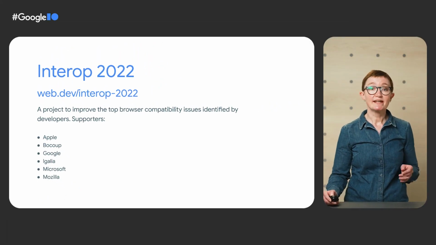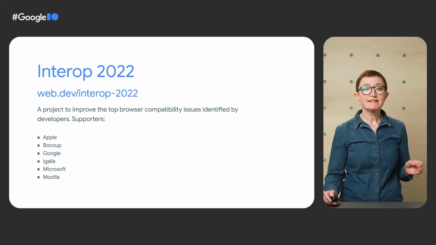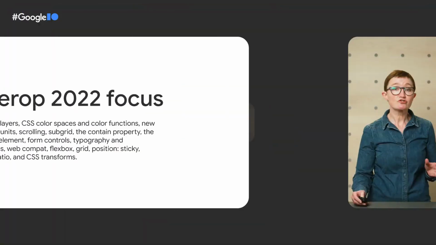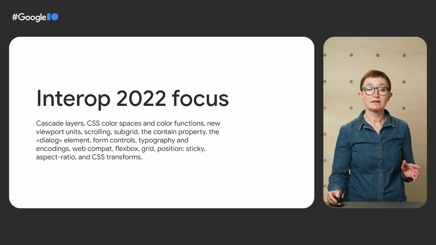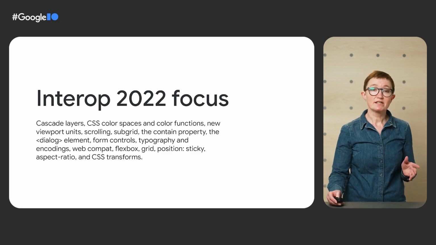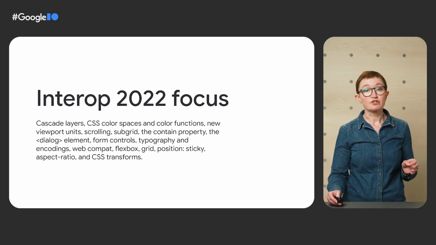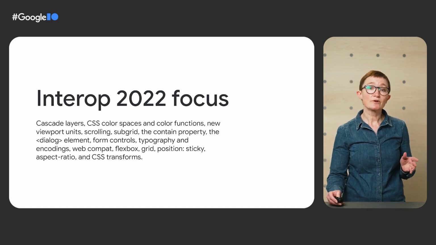And so, earlier this year, Interop 2022 was launched. This time, the selection and prioritization of features was made by representatives of all browsers and third parties who are involved with the platform. This robust prioritization effort resulted in 15 areas, the existing 5 from Interop 2021 plus 10 new ones. These new areas of focus are those which are most troublesome for developers when building for the web: cascade layers, CSS color spaces and functions, new viewport units, scrolling, subgrid, the contain property, the dialog element, form controls, typography and encodings, web compat issues.